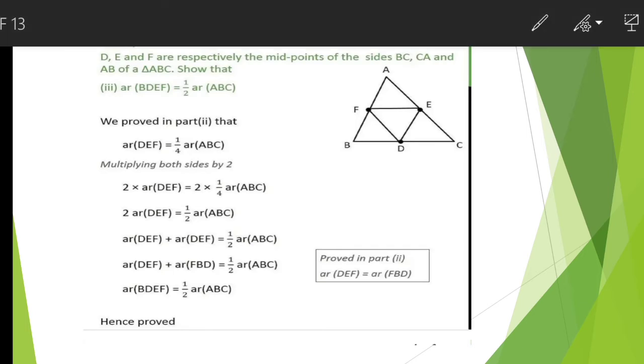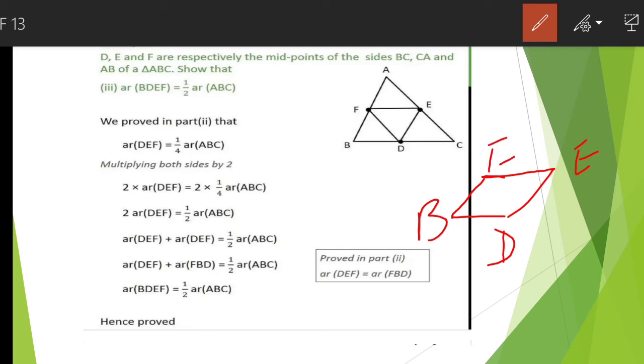Now BDEF is a parallelogram, that is this parallelogram. We have to show that it is half of the area of ABC. Previously we got area DEF is equal to 1/4 of area ABC. We multiply both sides by 2. So we get 2 area DEF is equal to 2 into 1/4 of area ABC. So 1/4 and 2 will cancel and we'll get half of area ABC.